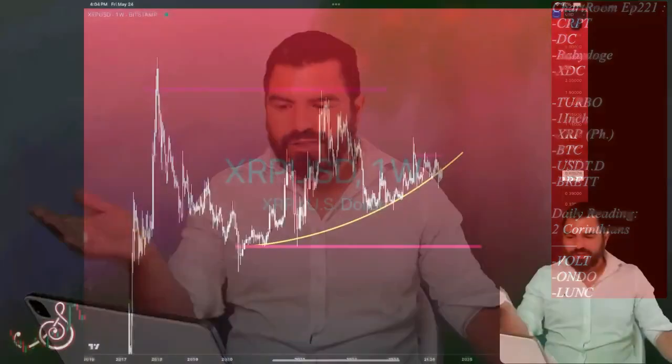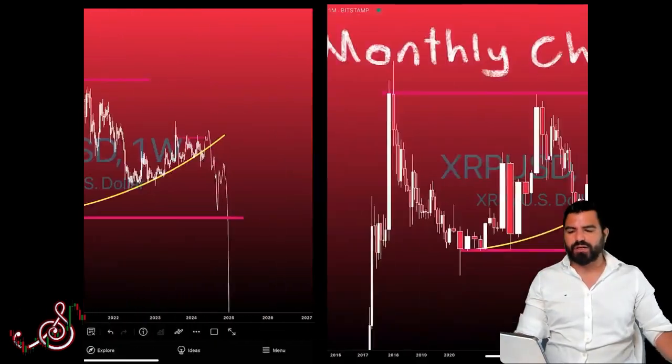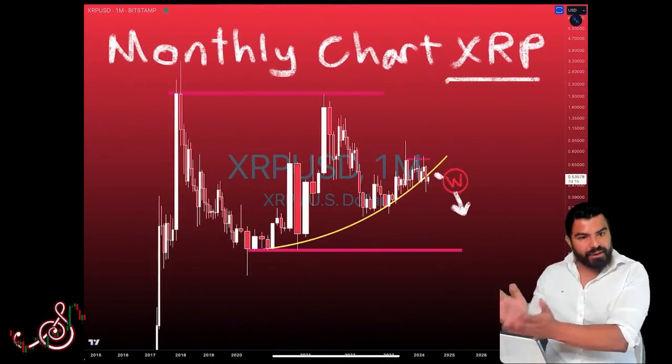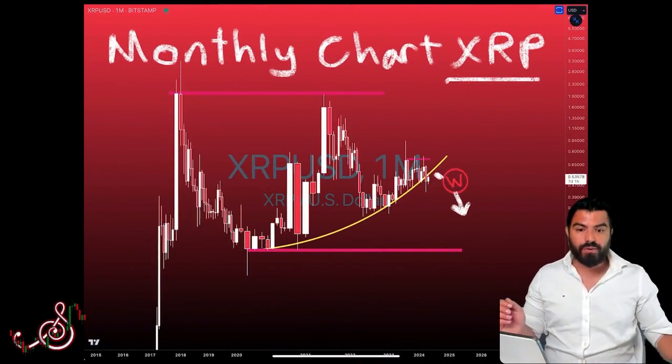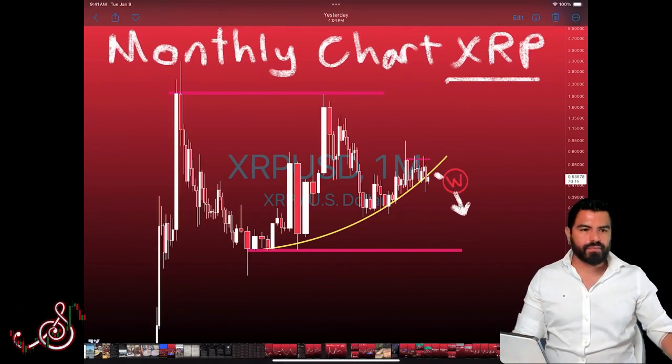Okay. For XRP, on the larger monthly chart, I see weaknesses appearing. Monthly chart XRP, weaknesses appearing. Okay, here's why. Pay attention.